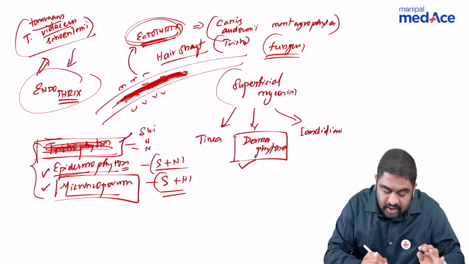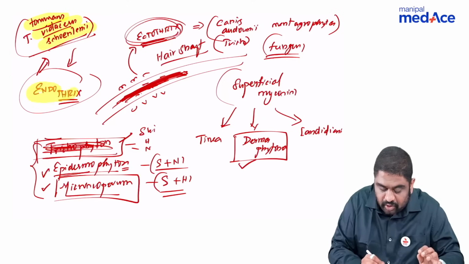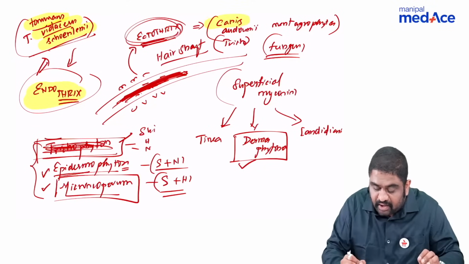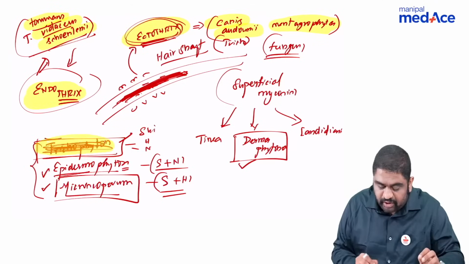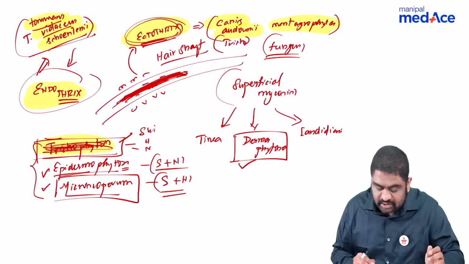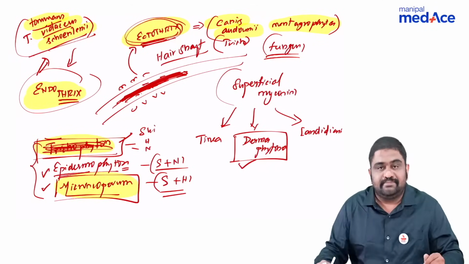Trichophyton tonsurans, violaceum, schoenleinii can cause endothrix. Trichophyton canis, audouinii, mentagrophytes are known for causing ectothrix. Because Trichophyton was not given in the choice according to the students, then we settled for Microsporum.